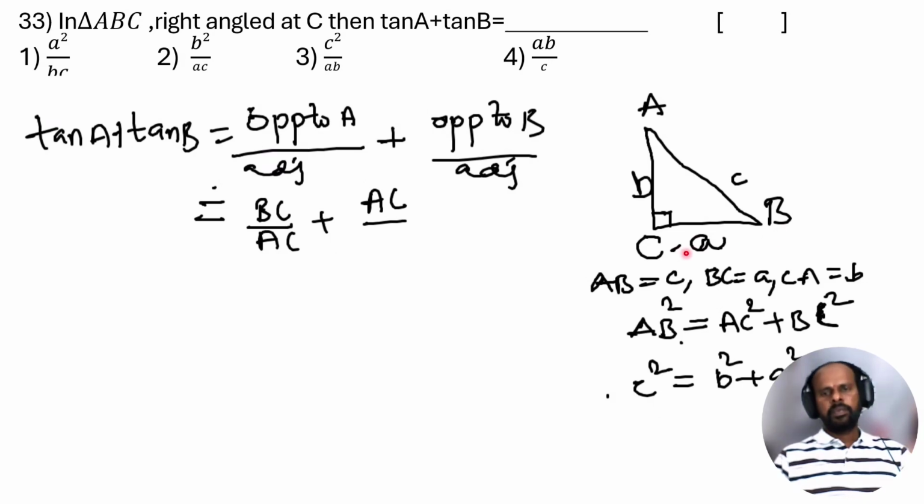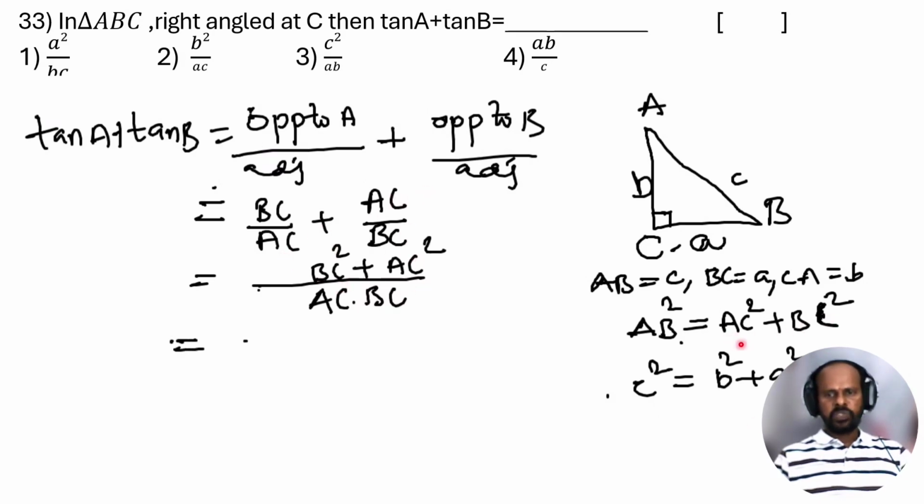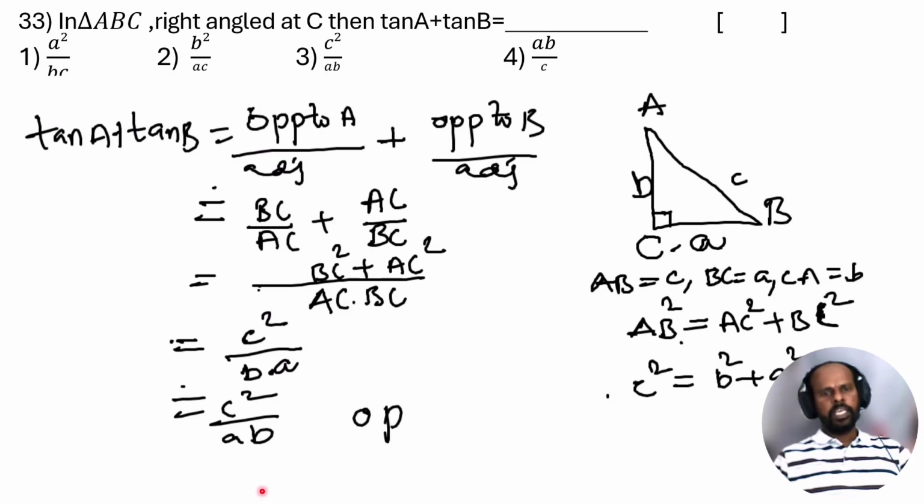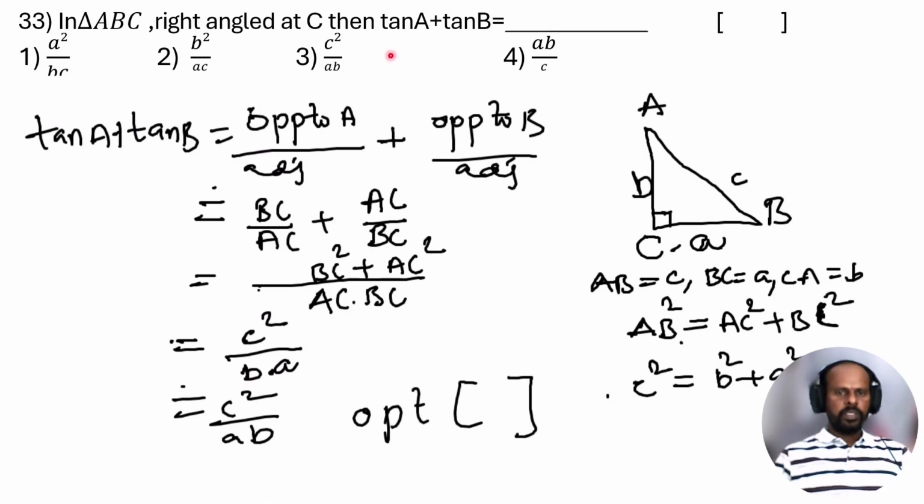Now if you take the LCM, AC into BC, AC·BC, BC into BC is BC², AC into AC is AC². So here we already have the result, BC² + AC² equals c², as written. The length of AC is b and the length of BC is a. So the result is c² by ab. The answer is c² by ab, option 3.